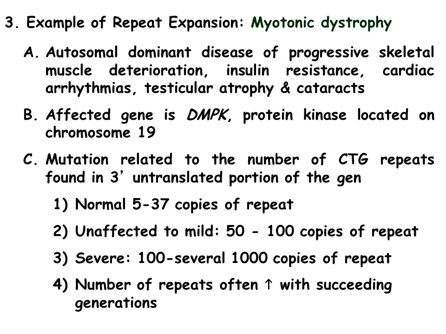If the patient's normal, they have anywhere between 5 and 37 copies of it. If they're unaffected or maybe mildly affected, they have a middling number of repeats, 50 to 100. Severe, they have 100 up to 1,000 copies, and the number of repeats often increases with succeeding generations.